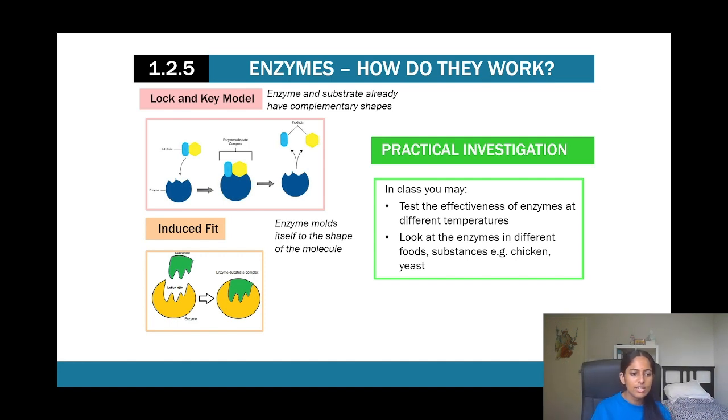And in school, you may test the effectiveness of certain enzymes, of temperatures, and look at how different enzymes work for different food substances as well. So it's really interesting.